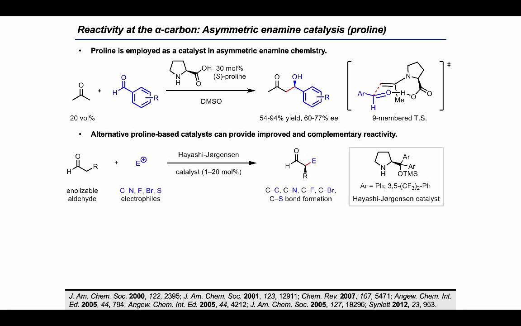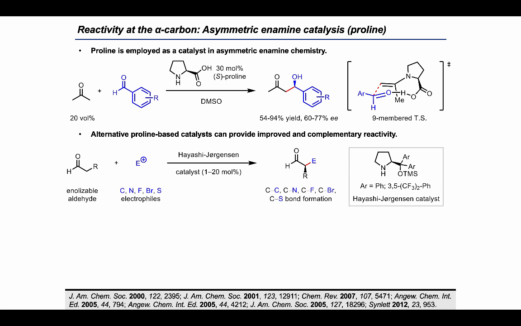Significant contributions to the field of asymmetric enamine catalysis were made independently by Hayashi and Jørgensen, who introduced diaryl prolinol silyl ether-based catalysts for the enantioselective alpha functionalization of aldehydes. In these catalysts, the carboxylic acid of proline has been replaced with bulky aryl and silyl ether groups. Therefore, enantioselectivity is achieved not through hydrogen bonding, but instead by steric shielding.